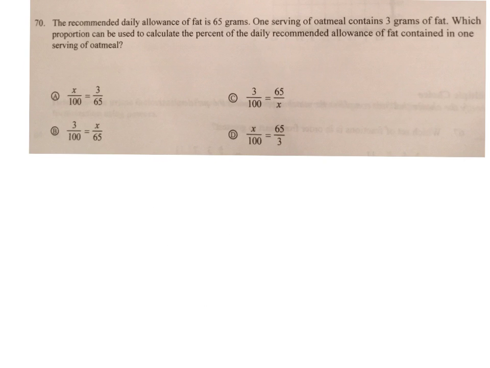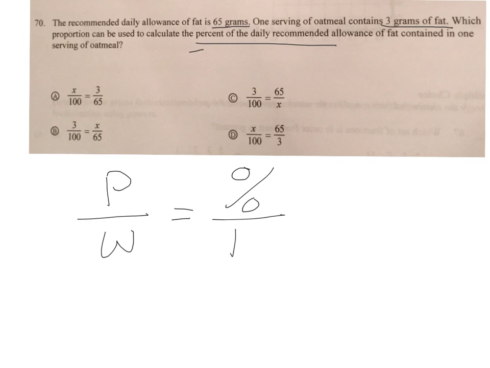Last question of the review. The recommended daily allowance of fat is 65 grams. 1 serving of oatmeal contains 3 grams of fat. Which proportion can be used to calculate the percent of the daily recommended allowance of fat contained in 1 serving of oatmeal? So we always need to remember we have part over whole equals our percent out of 100.